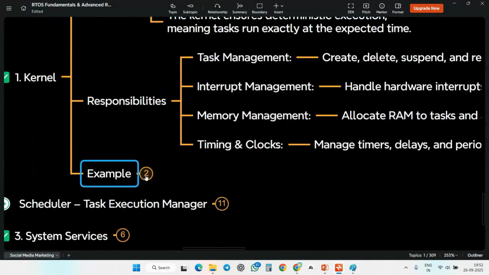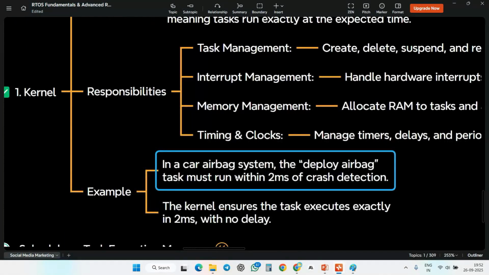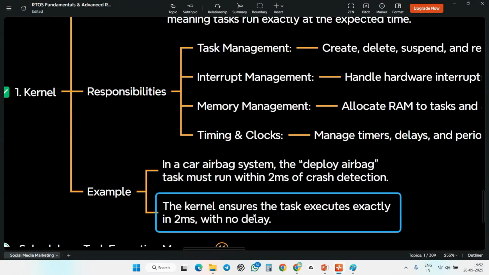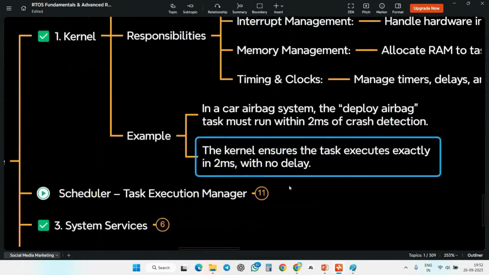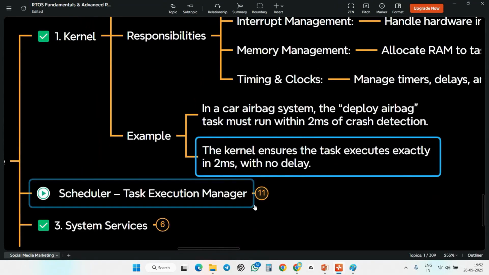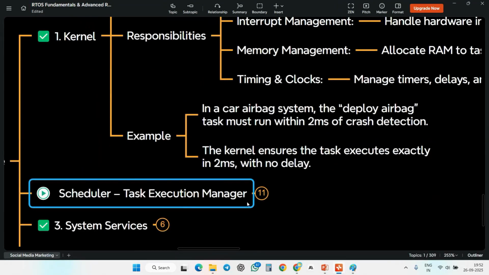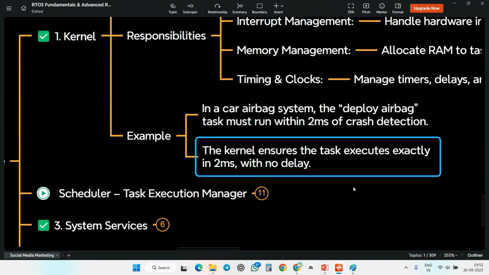Okay, and an example. In an airbag system, to deploy the airbag, the task must run within 2 milliseconds. If it does not, it is going to crash. The kernel ensures the task executes exactly in 2 milliseconds with no delay. So with no delay, the functions are going to happen. And the kernel is the main thing that ensures the airbag opens at 2 milliseconds.